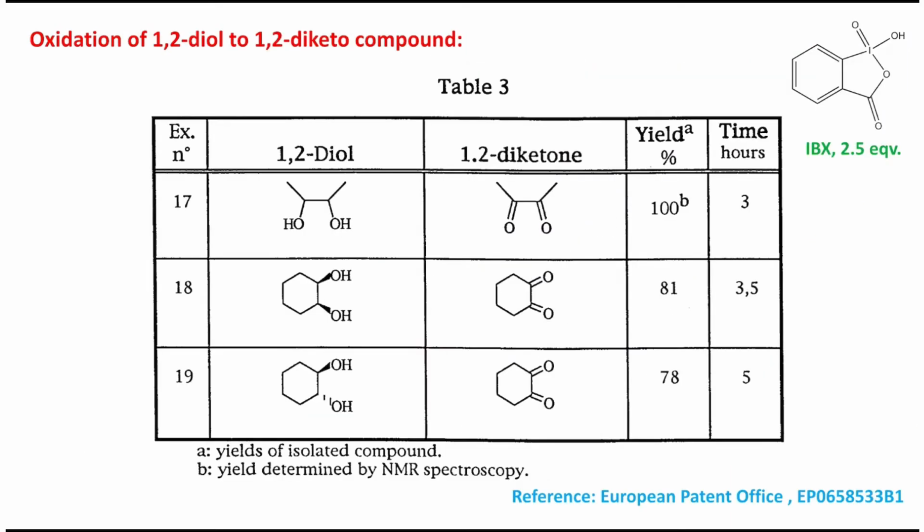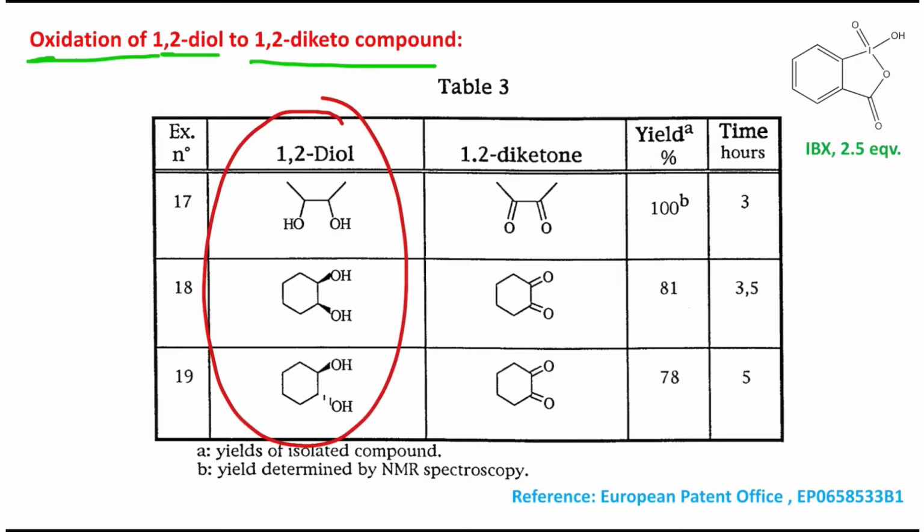Now let's go to the last method. Actually this is the least famous method you may consider, that is oxidation of 1,2-diol to the corresponding 1,2-diketo compound. If you look at this, these are 1,2-diols. By the way, I have taken this from a reference, the European Patent Office, this is the patent number. So here all are 1,2-diols or glycols.